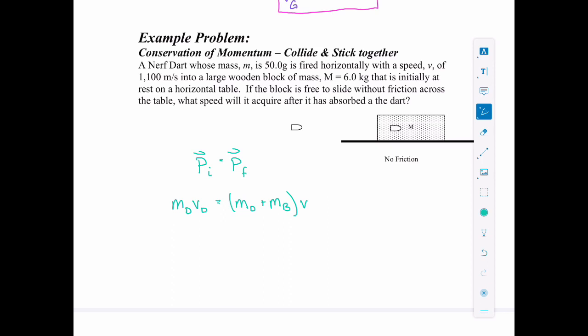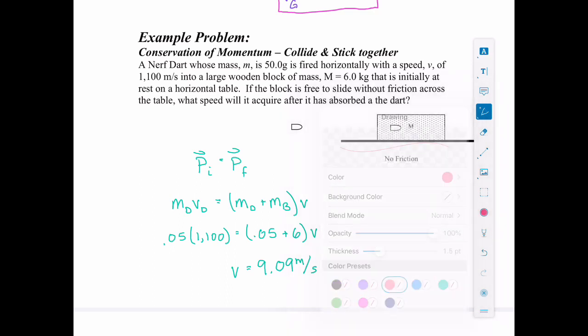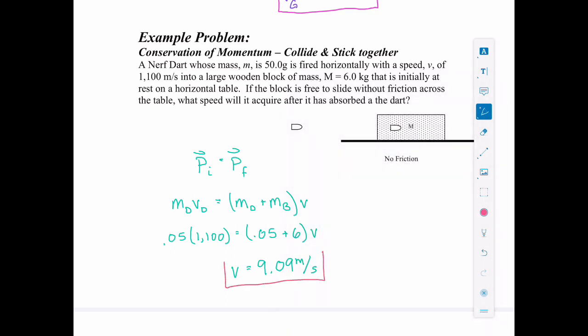Well, I know all the variables. I know the dart is 0.05 kilograms and traveling 1,100 meters per second. It's going to equal the combined mass, 0.05 plus 6, times the speed that it's traveling. So the speed after the collision is going to be 9.09 meters per second. So after the dart has collided with and stuck to the block, the speed afterwards is going to be 9.09.